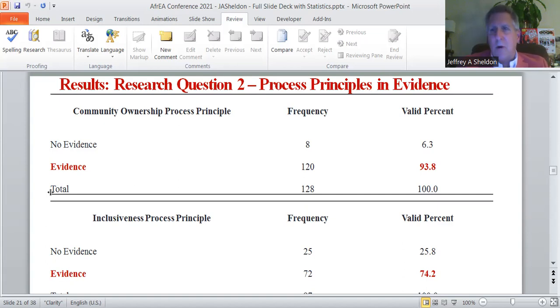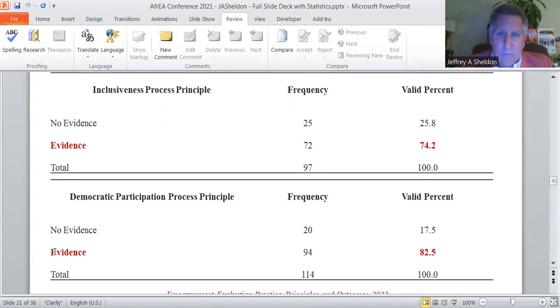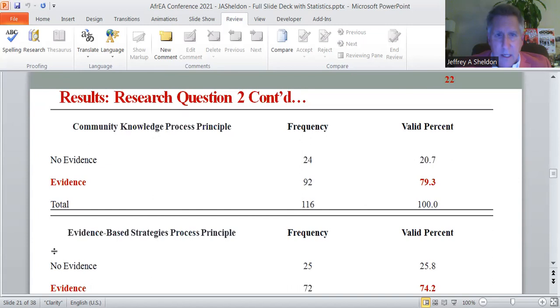So it's an imperfect measure because you're relying on the evaluator to tell you whether they thought that they saw these principles in place or taking place throughout the evaluation. So it could be an issue in definition. What does community ownership really mean, and how do I know that community ownership is taking place? So that's kind of a drawback of this.